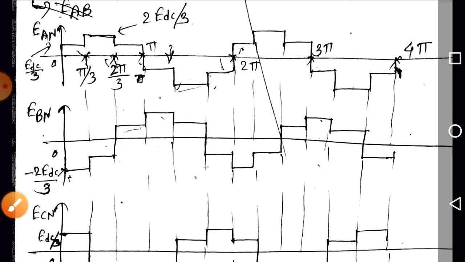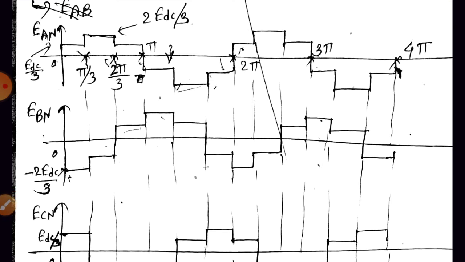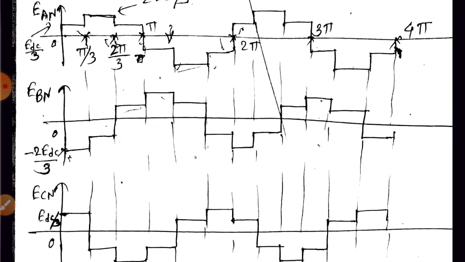So VBN is lagging VAN by 2 intervals. 2 intervals means how much degree? It is 2 into 60 degree because each interval is of 60 degree. So it is 2 into 60, that is 120 degree. Are you getting the point, right?